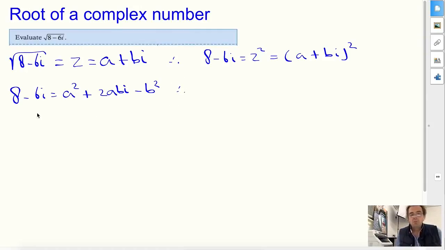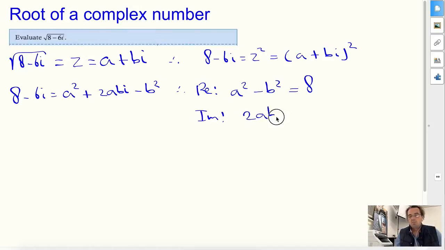Now we look at the real parts and the imaginary parts again, because they need to be equal. On the left hand side there is a complex number, on the right hand side there's a complex number. The real parts of those need to be equal, and the imaginary parts. So the real parts, on the right hand side, a squared take b squared, on the left hand side is 8. Imaginary parts, 2ab on the right hand side and -6 on the left. Turn them around, but it doesn't really matter.